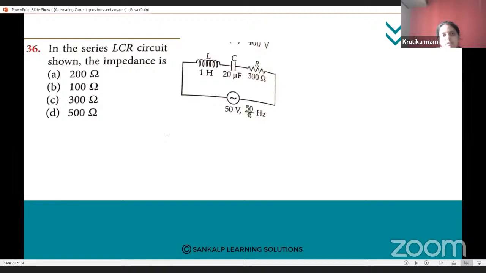Again, we have the next question with respect to the circuit here. In the series LCR circuit shown, the impedance is? So a series LCR circuit is given. Here you need to calculate the impedance. Z is equal to under root of R square plus XL minus XC square, as we have already discussed. You can calculate the XL and XC values because you are given the frequency, the voltage, the inductance, every value is there. So, quick calculation.